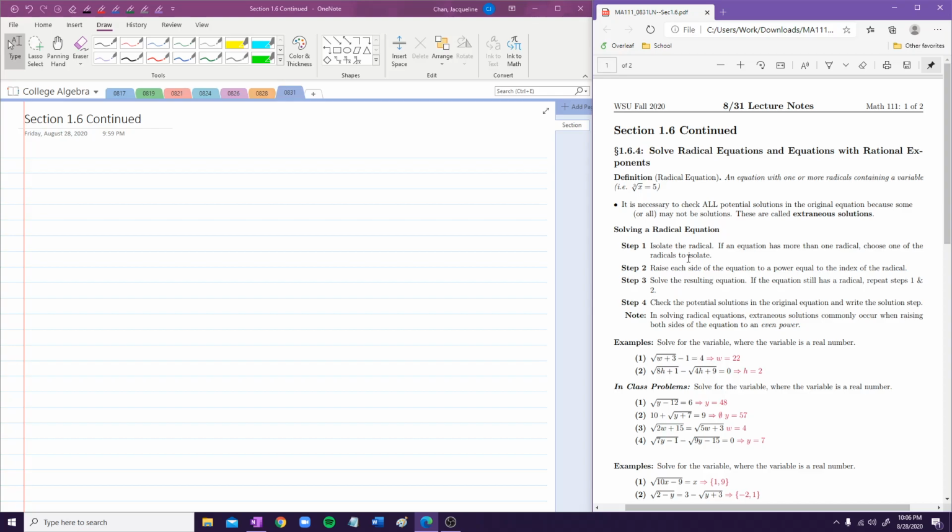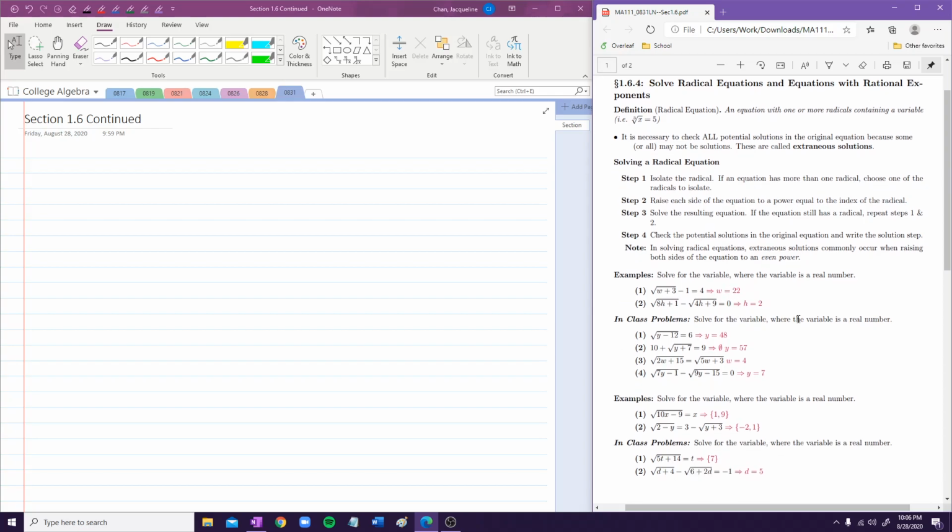We have steps to solve a radical equation, and we will go over them as we're doing examples. So let's start off with the first block of examples. Our directions say solve for the variable, where the variable is a real number. With number 1, we are given the square root of w plus 3 minus 1 is equal to 4. So step 1 says isolate the radical.